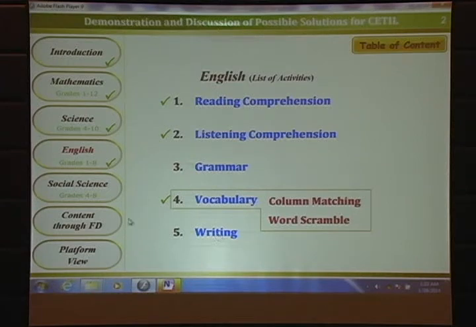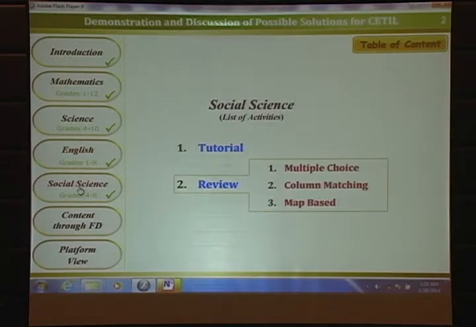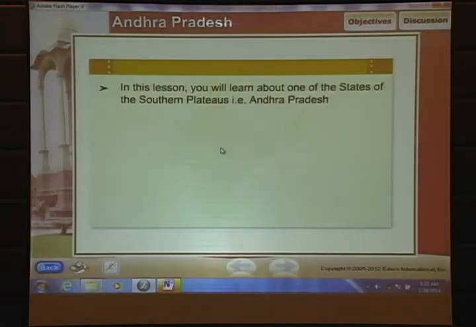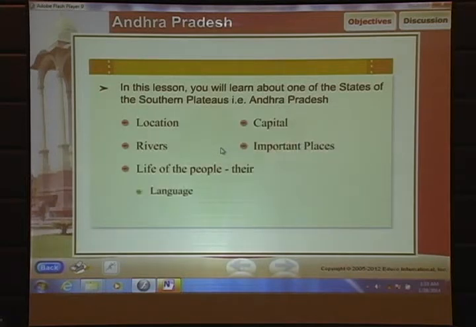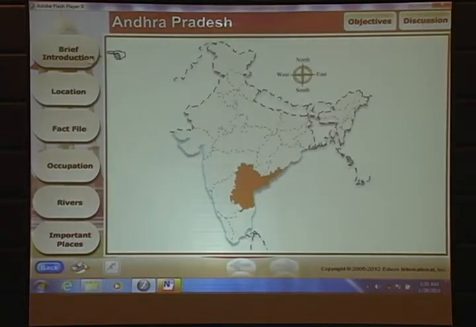Next part is social sciences. Again, the same as before. Tutorials, assessment, tutorial, assessment. Reviews means assessment. We have, for example, how it's presented. Says, for example, Andhra Pradesh. This is 4th grade I'm taking. In this session, you will learn about one of the states, Southern Plateau and the Andhra Pradesh. Location, capital, rivers, important places, and so on. Discussion. Brief introduction.